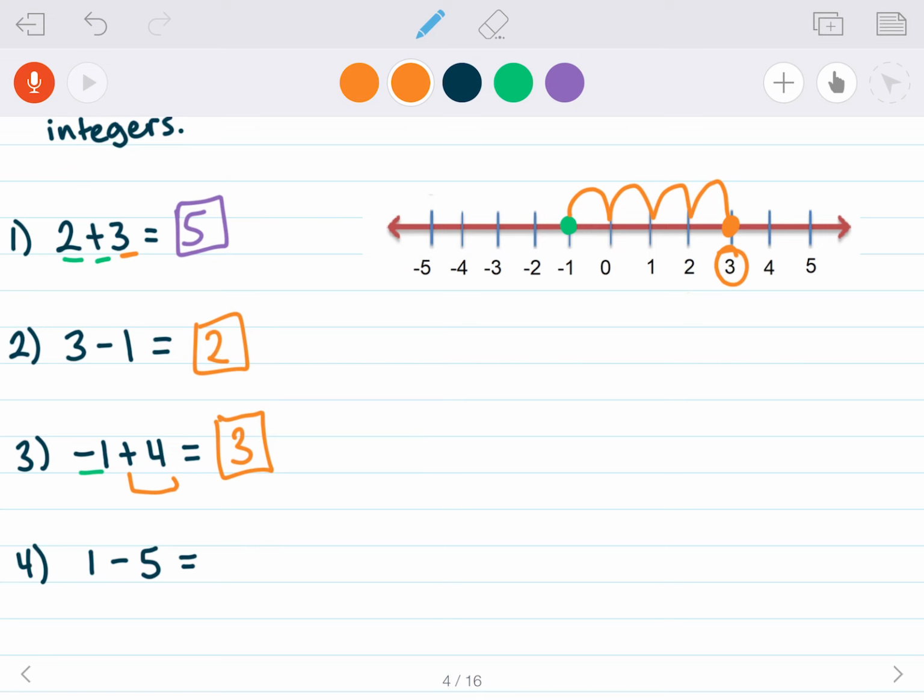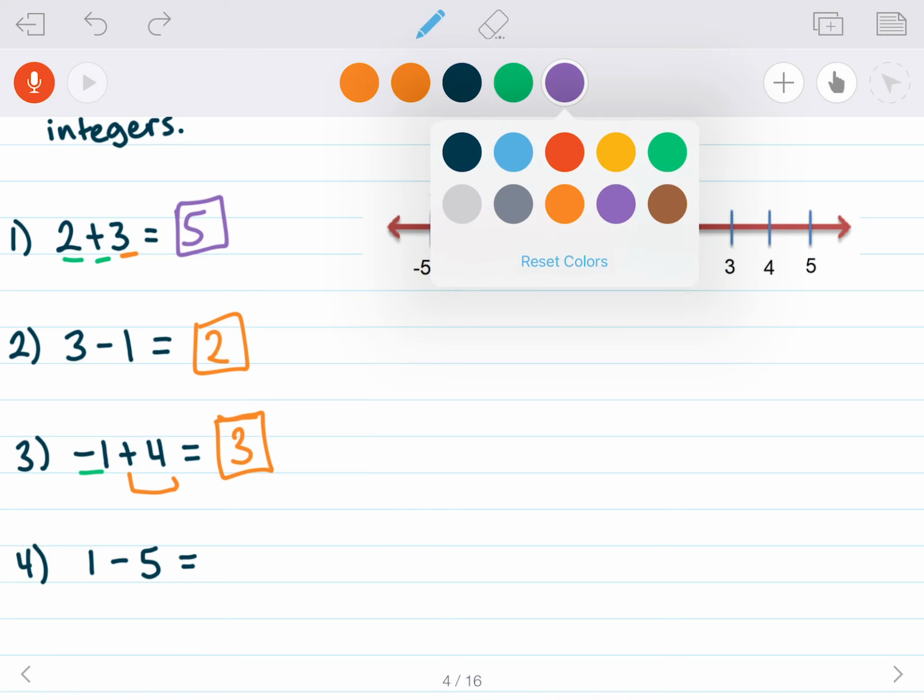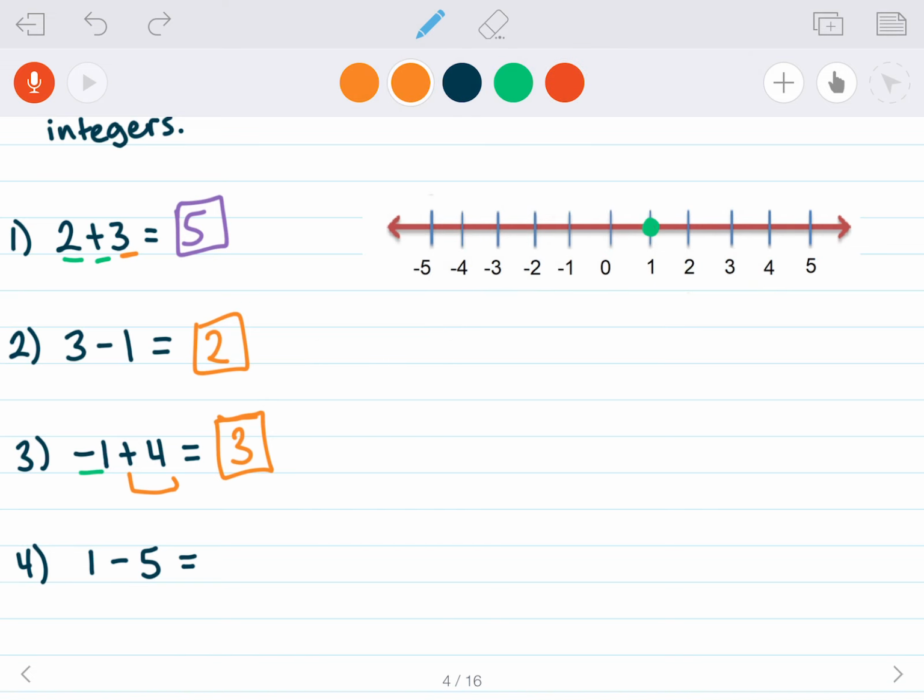You can imagine taking away $1 from $4, right? So that's that. The next one is 1 minus 5. So we're going to start at +1. Since there's no sign in front of it, we understand that to be positive. So we start at 1, and it says take away 5. So we're going to hop to the left 5 units. 1, 2, 3, 4, 5. And we end up at -4. So that's our answer there.